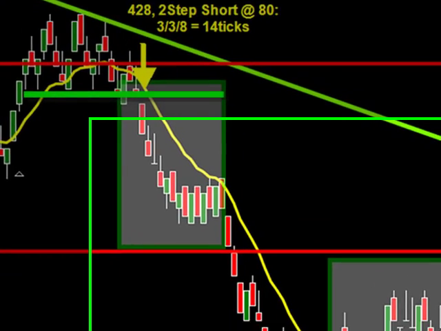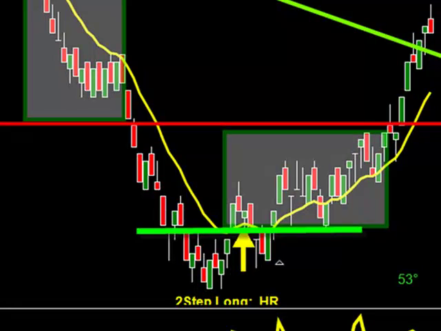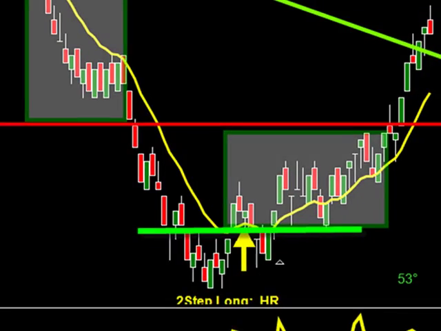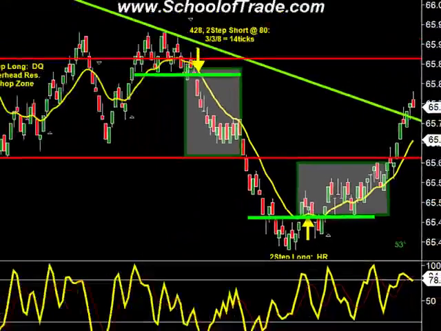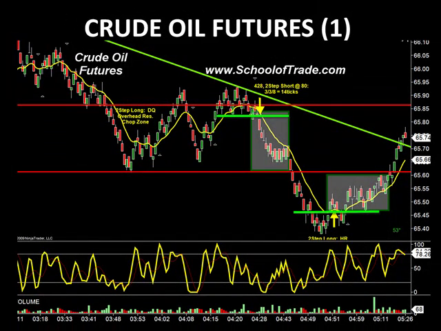Now, just before 5 a.m., we did look for another two-step long here. This was a higher risk two-step long. And of course, as you can see, it worked out pretty well. A lot of the members took it. I, however, did not. I was sitting on the sidelines watching this thing rally to the upside. But again, two-step long just shy of 5 o'clock above that 65.47 level.